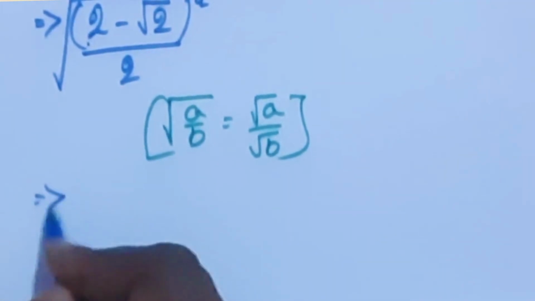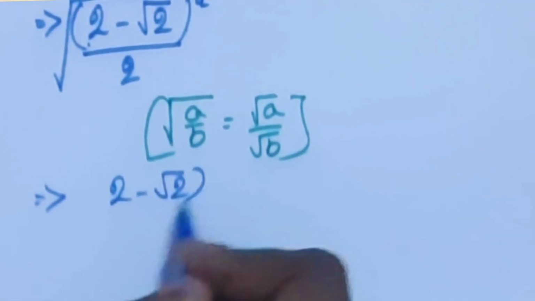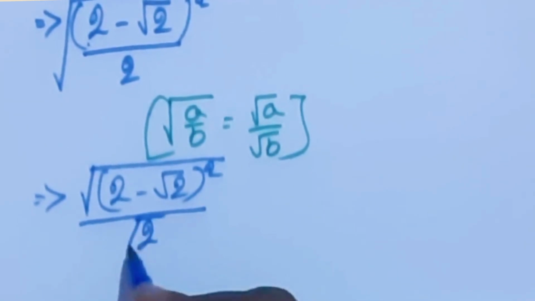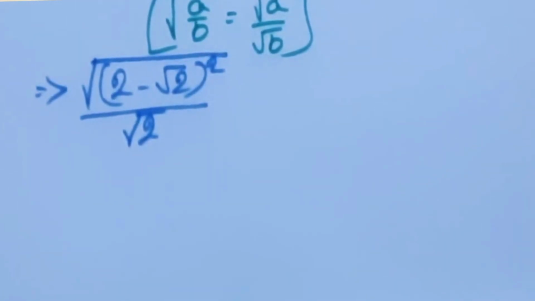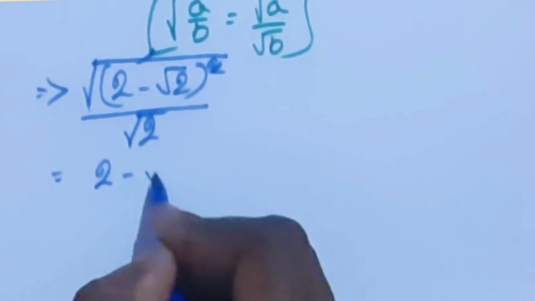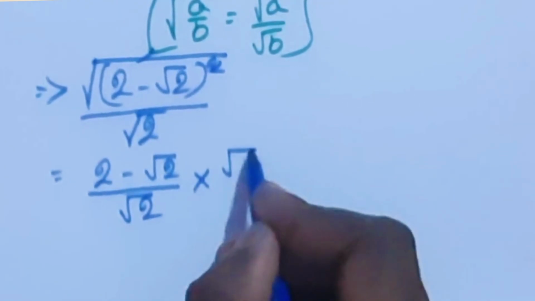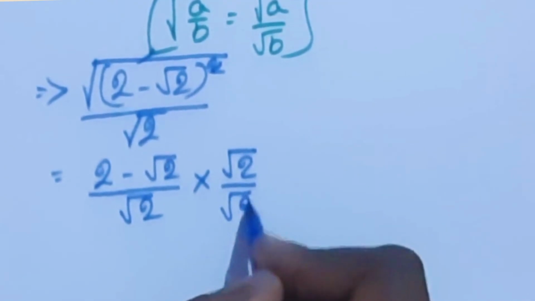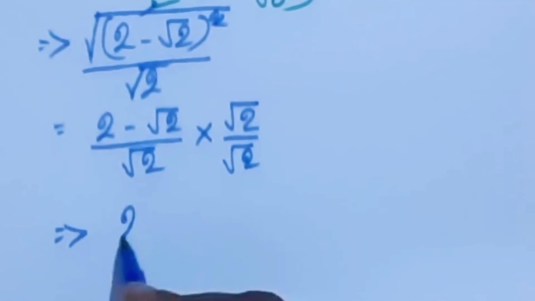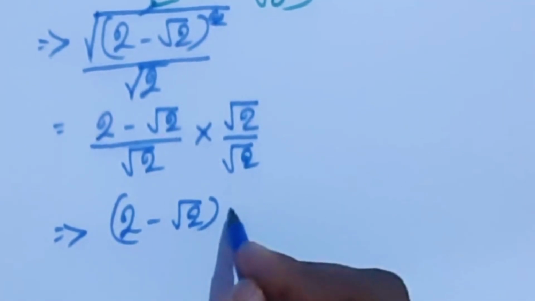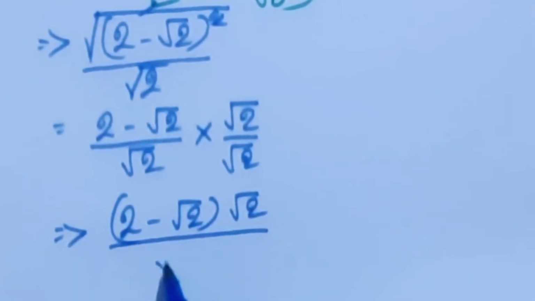So the square root of 2 minus the square root of 2, whole square, by the square root of 2. Now this square and square root will cancel each other. Now we have 2 minus the square root of 2, by the square root of 2. Now multiply with the square root of 2 by the square root of 2. Now multiply this 2 minus the square root of 2 times the square root of 2 by the square root of 2.